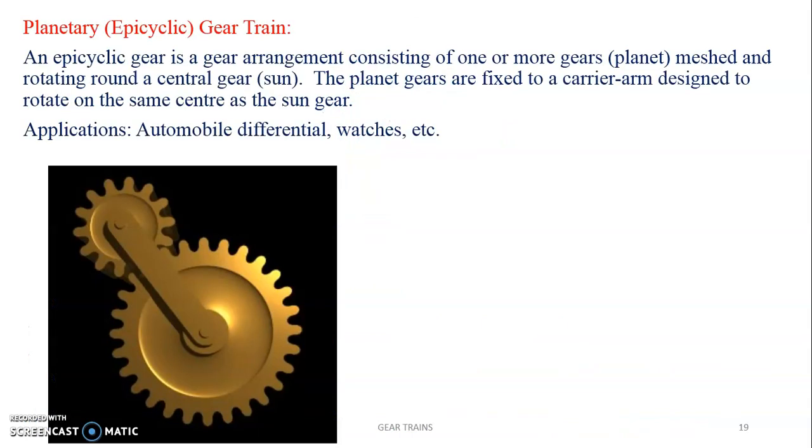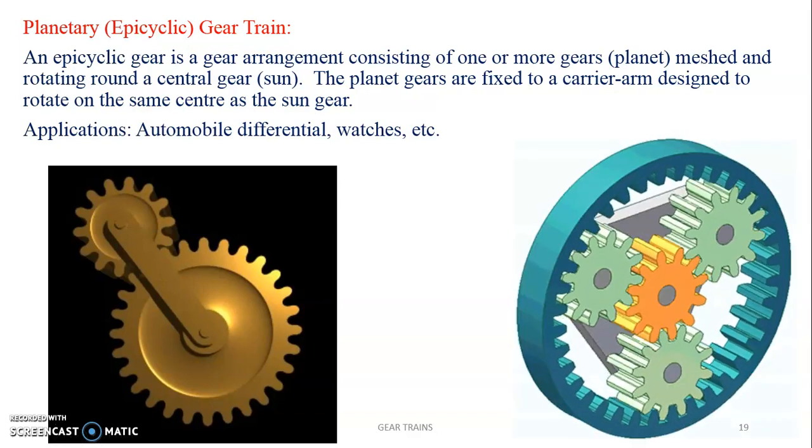An epicyclic gear train is a gear arrangement consisting of one or more planet gears meshed and rotating around a central sun. The planet gears are fixed on a carrier arm designed to rotate on the same center as shown in the figure. So in this arrangement, the bigger gear is known as the sun and the small gears around it are known as planets, and this is known as the carrier or the carrier arm. We have seen this in automobile differentials, watches and so on.